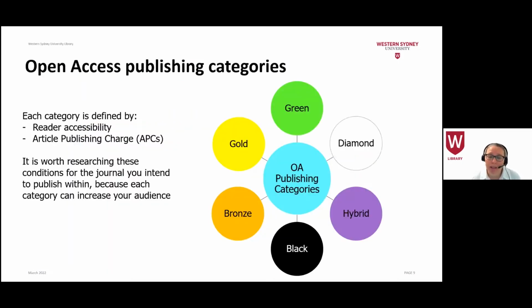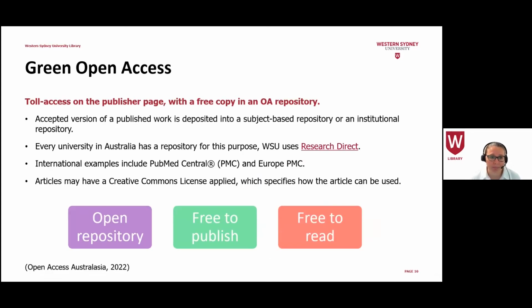But when we're looking at open access publishing categories, each category is defined by reader accessibility and the article publishing charges. It's worth researching these conditions for the journal that you intend to publish with, because each category can increase your audience. So there's green, there's diamond, there's gold, there's the hybrids, and bronze and black when you're looking at the different categories. So to start with, let's look at green open access.